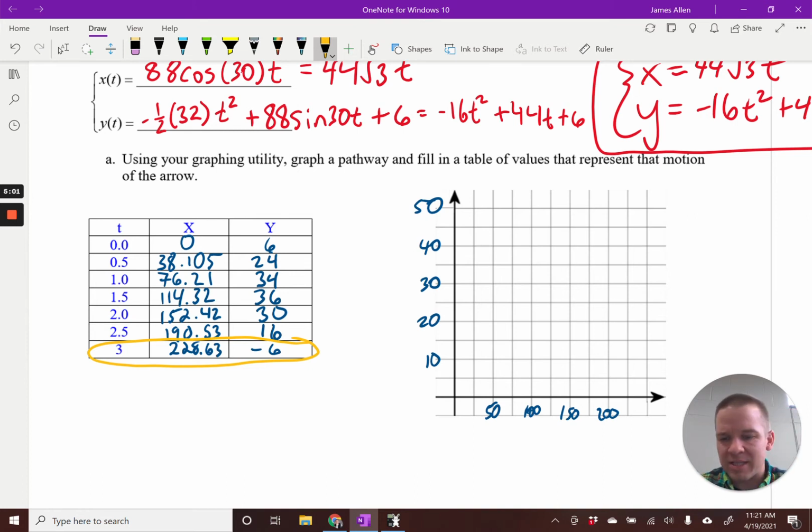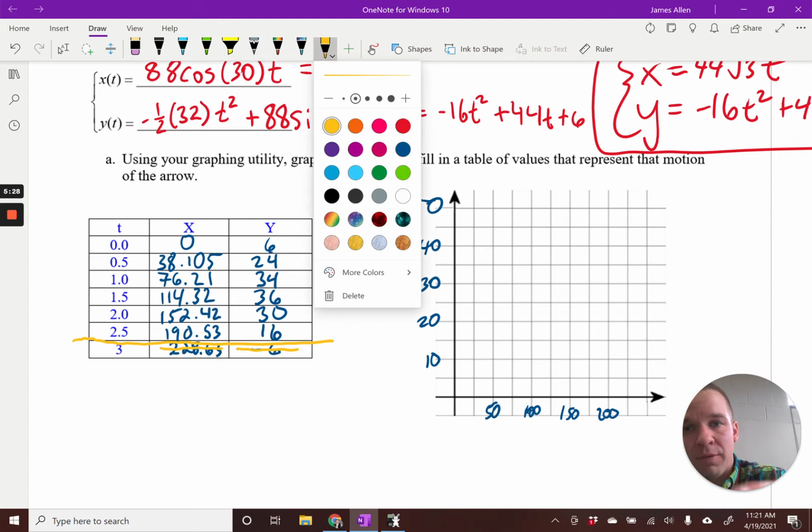That means that somewhere between 2.5 and 3, we hit the ground, right? Eventually that height is 0. So I'm not even going to have that one on the table. I put it there to talk about that, but we're really going to stop this at 2.5, and right after that, somewhere between 2.5 and 3 is when it hits the ground. We know that. We will be figuring that out a little bit later.